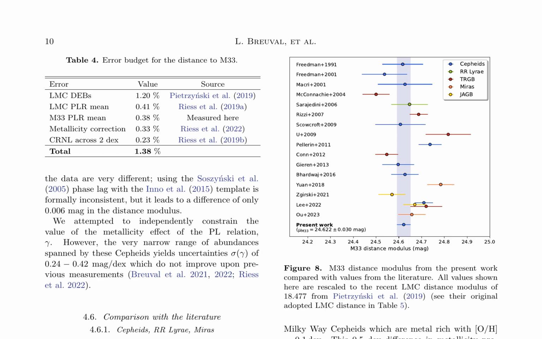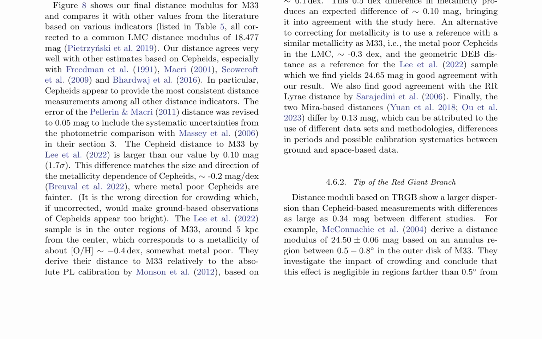However, they note that the Cepheid distance to M33 by Lee et al. 2022 is larger than their value by 0.10 mag, which can be attributed to the metallicity dependence of Cepheids. The authors also discuss the limitations of their study, including the narrow range of abundances spanned by their Cepheid sample, which yields uncertainties in the metallicity correction.